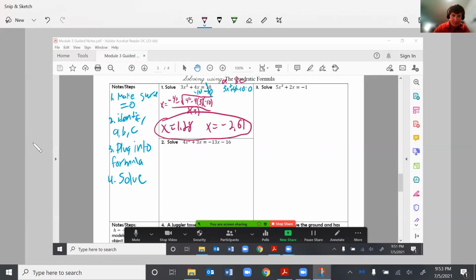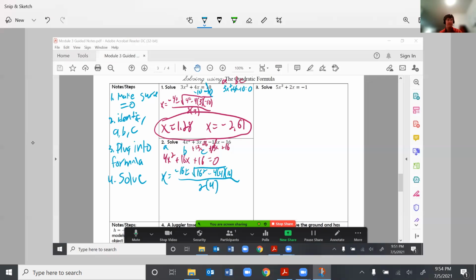Okay, number two, let's add 13x on both sides. Let's also add 16 while we're at it. We have 4x squared plus 16x plus 16 equals 0. It's always nice to label a, b, c. So x is equal to the negative b plus or minus the square root of b squared minus 4ac all over 2a. I always sing the song.